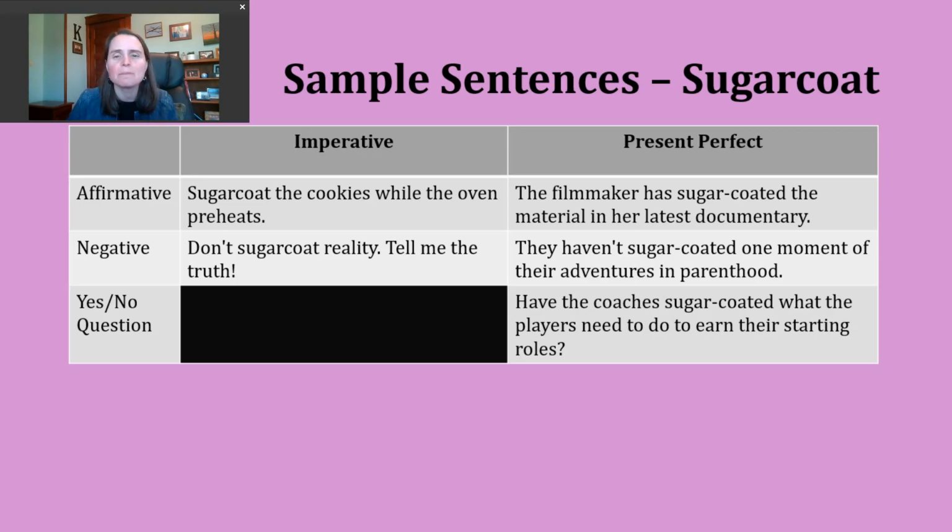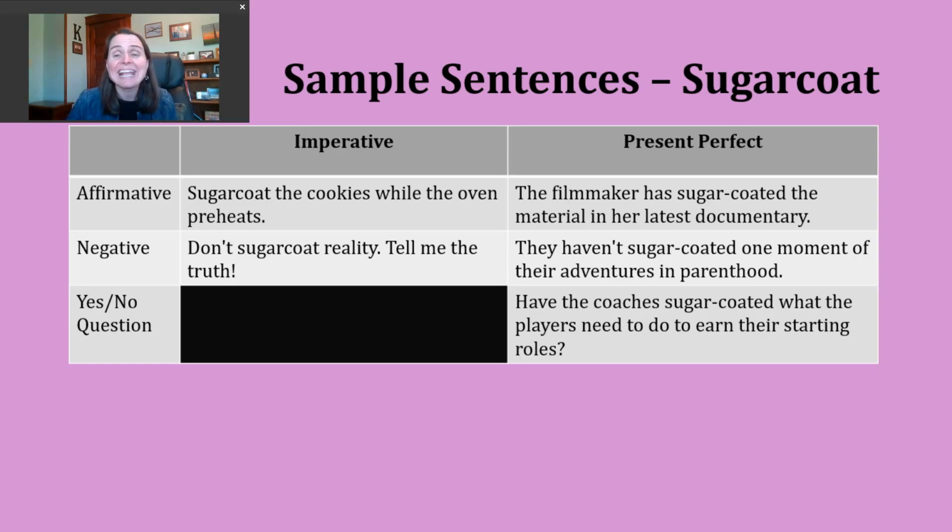Let's take a look at our first example. The filmmaker has sugarcoated the material in her latest documentary. This sentence might be an example of our fourth definition from earlier in the video, where we're talking about making something kind of overly sentimental.